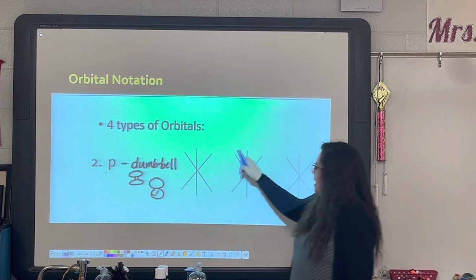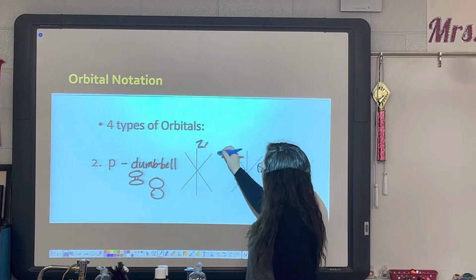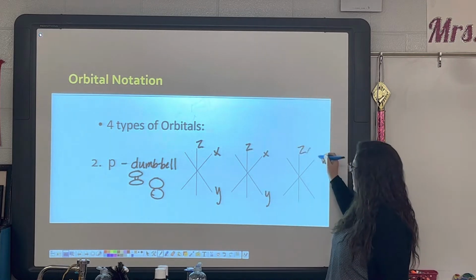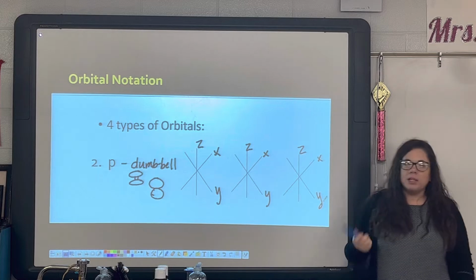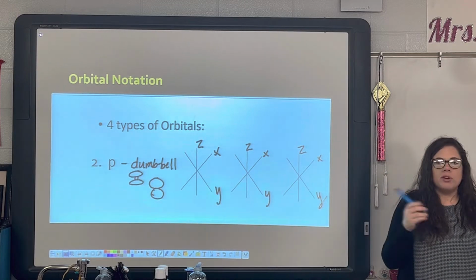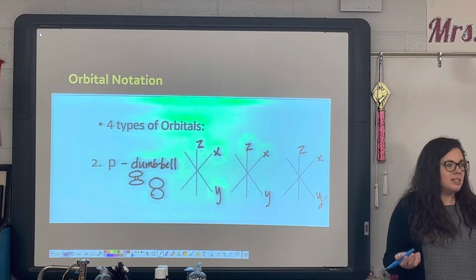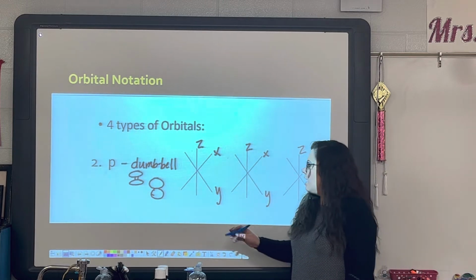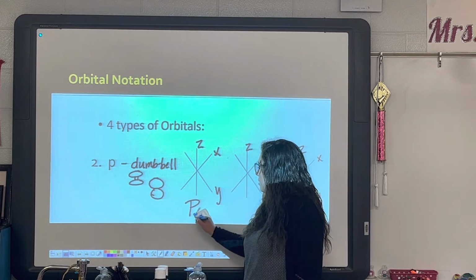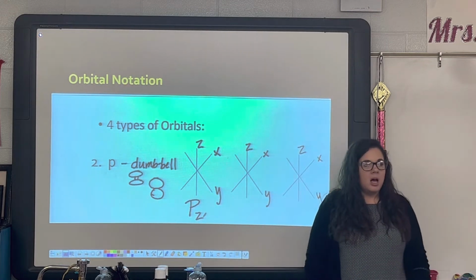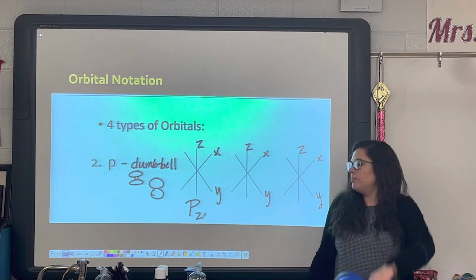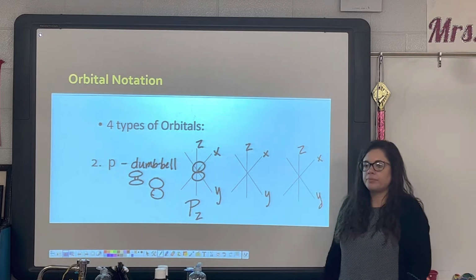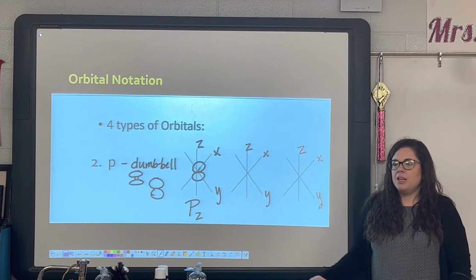Alright, so let's go ahead and label our axes. We have Z, X, Y, Z, X, Y, and Z, X, Y. It's really important that we label our axes because our 3 shapes are dependent on which axis we put it on. Our first p orbital is a pz orbital. We're going to draw this shape, two spheres, on the z-axis. So that would be our pz orbital.